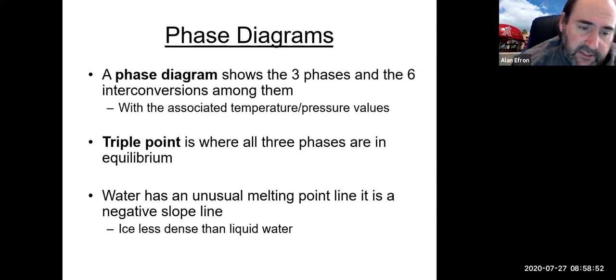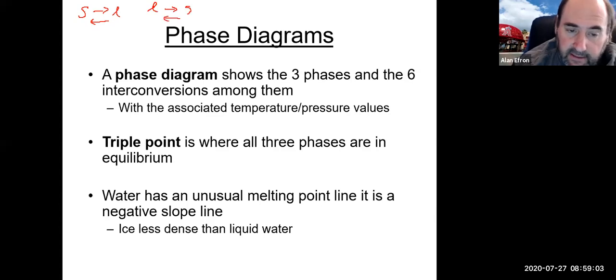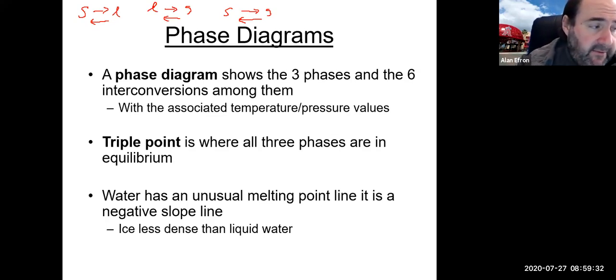And the 6 interconversions are your solid to liquid, your liquid to solid, your liquid to gas, your gas back to liquid, your solid directly to gas, and your gas back to solid, also known as what we've been talking about: melting, freezing, evaporation, condensation, sublimation, and deposition. Those are your 6 interconversions, all that stuff we've just been talking about. And you'll see the temperature and pressure values associated with getting something, for example, to be in the solid phase or the liquid phase.